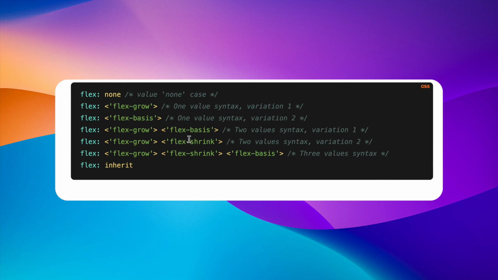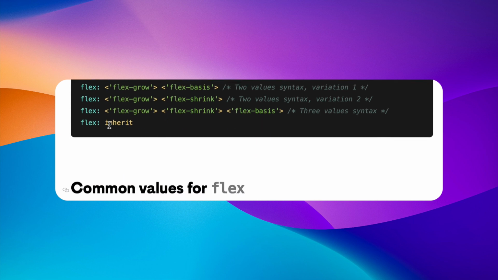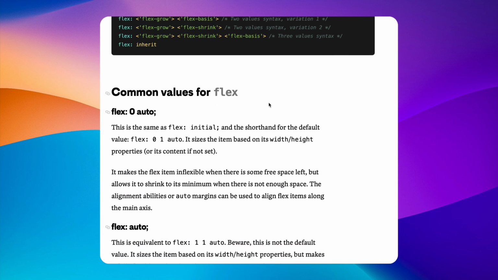2 values could also be flex grow, flex shrink. So that could be like flex 1, 2, and it's going to convert it to flex grow 1, flex shrink 2. And then 3 values is the standard 3 value syntax. And you can also do flex inherit to inherit the values from wherever it was set prior to. I'll link this up as well so you can go through.